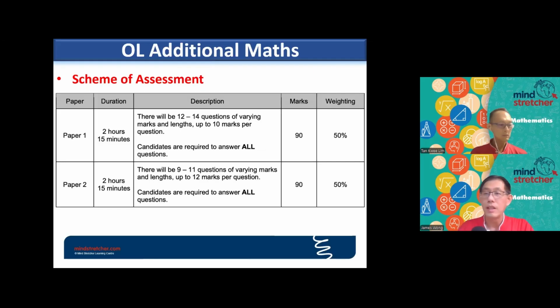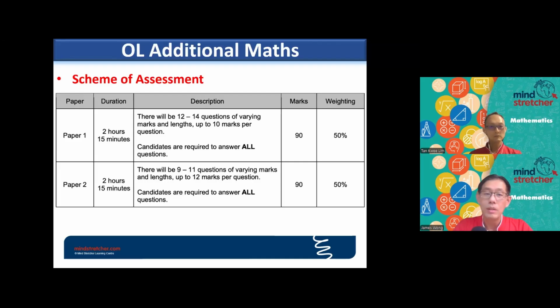Now, let's understand a little bit more, not just the scope, but also the assessment. Okay, what they can expect when they sit for the exam. So the additional math exam will consist of two papers, right? Paper 1 and paper 2. Now, both papers are of equal weightage. Okay, so both are 50%. Total mark is 90 for each paper. And they're expected to do all the questions within 2 hours 15 minutes. Okay, so that's the expectation.